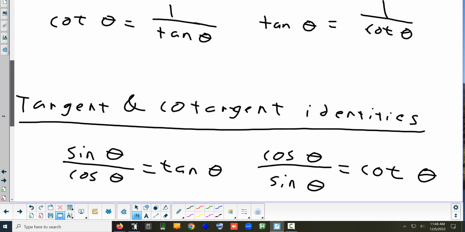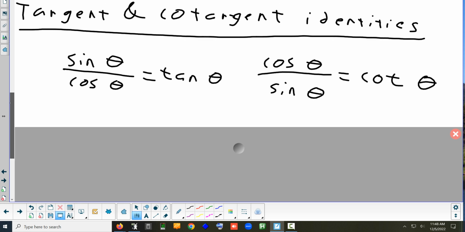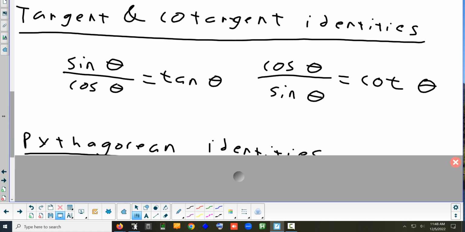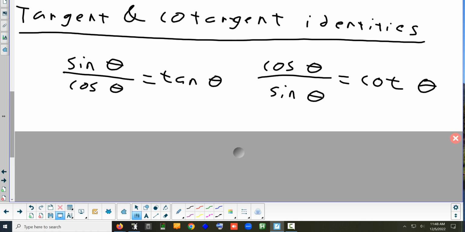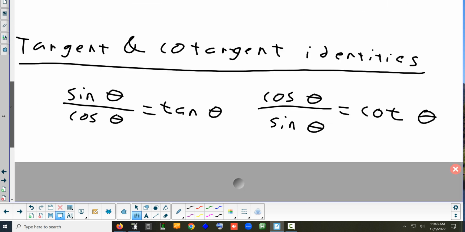There is one more group of what we call fundamental identities. They're called the Pythagorean identities, but I don't want to go through those right now. Like there's 2, and there's 6, so there's 8 different identities. And there's thousands, tons of them.